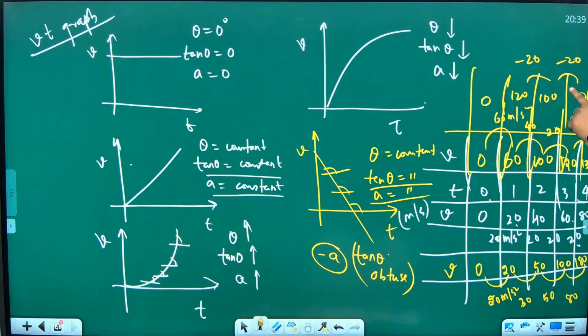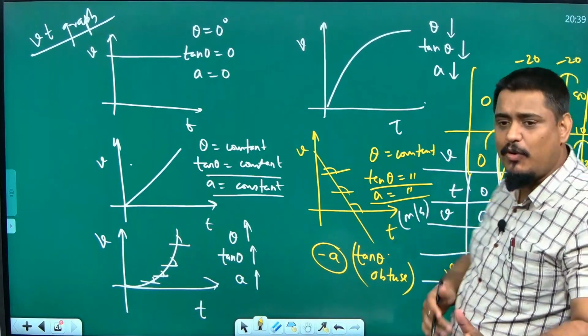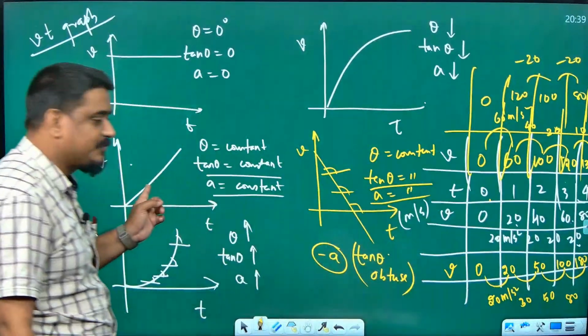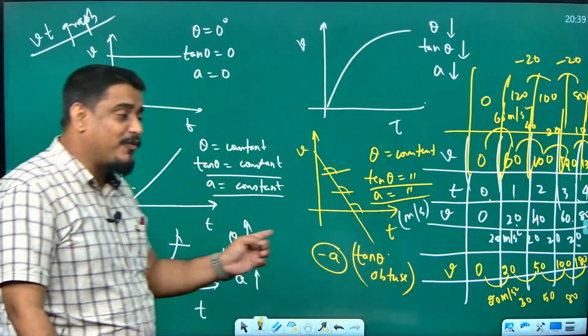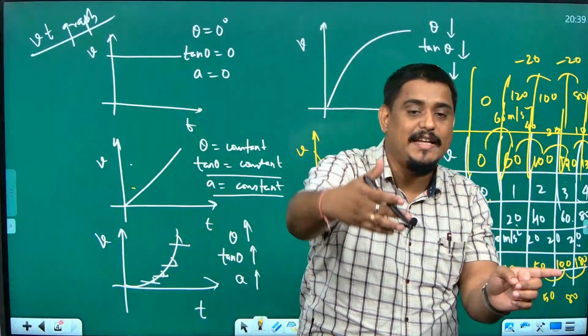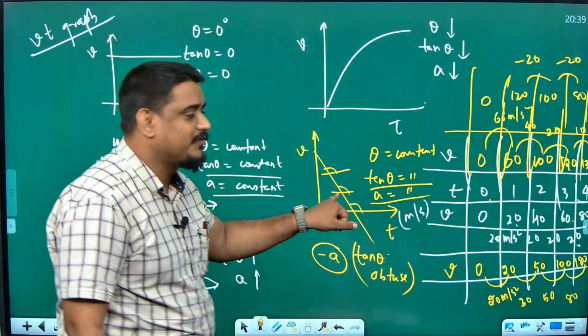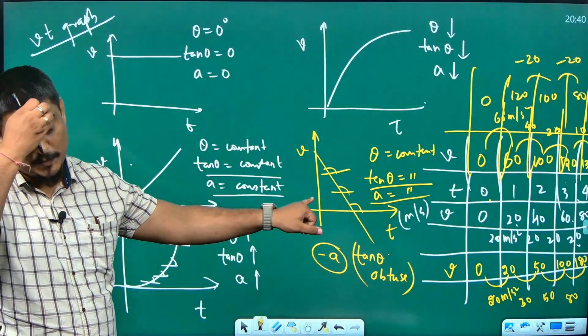But it is negative. Whereas in the first case, it was constant, but what? Positive. So if you are driving a bike 0, 20, 40, 60, 80, 100, this is the graph. If you are driving from 120, 100, 80, 60, 40, 20, 0, this is the graph. Got my point? Yes, sir.